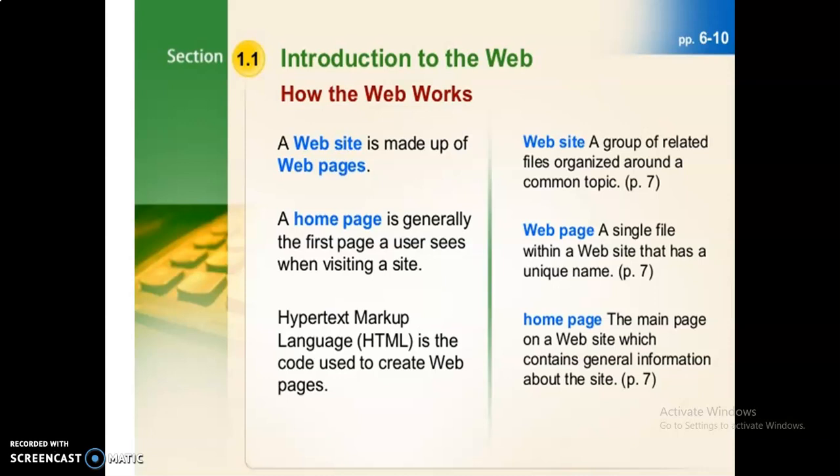A home page is generally the first page a user sees when visiting a website. The hypertext markup language, shortly called HTML, is the code used to create web pages. A website is a group of related files organized around a common topic. A web page is a single page within a website that has a unique name. And the home page is the main page on the website, which contains general information about the site.